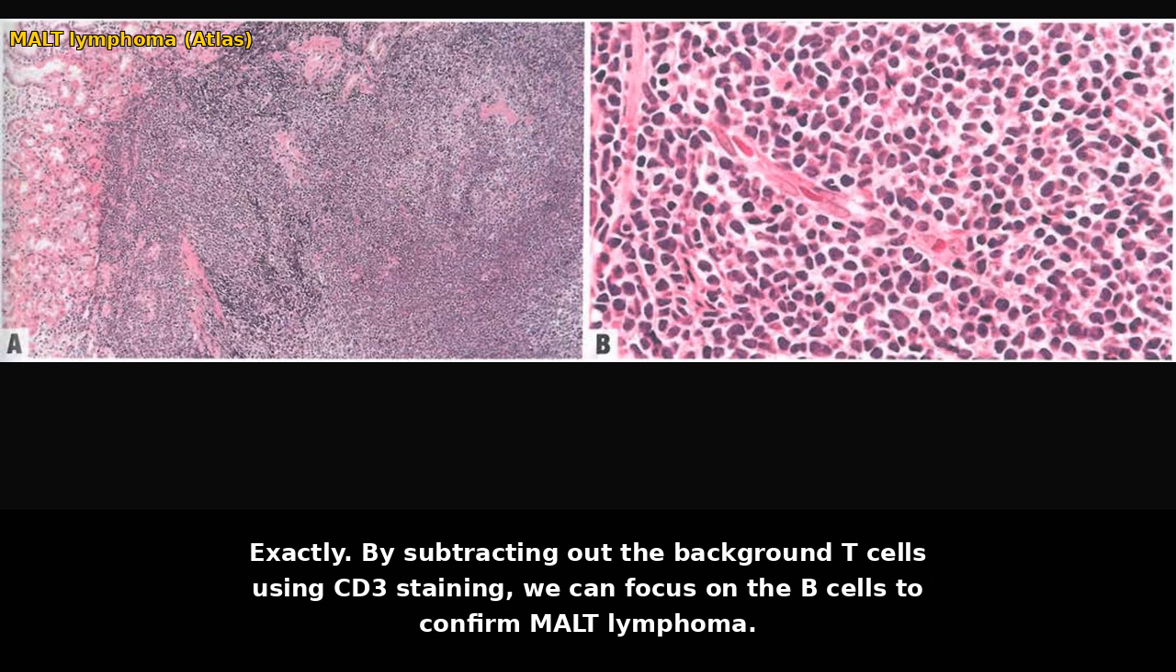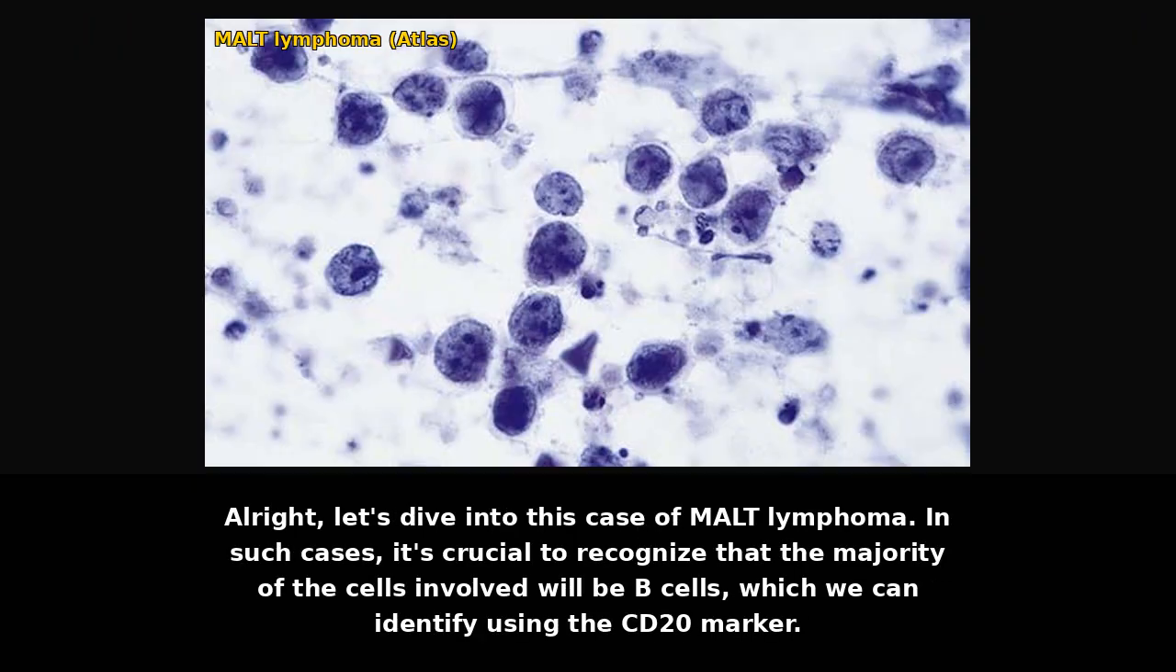And so by subtracting out the background T cells, using CD3 staining, we can focus on the B cells to confirm MALT lymphoma. All right, let's dive into this case of MALT lymphoma. In such cases, it's crucial to recognize that the majority of the cells involved will be B cells, which we can identify using the CD20 marker.